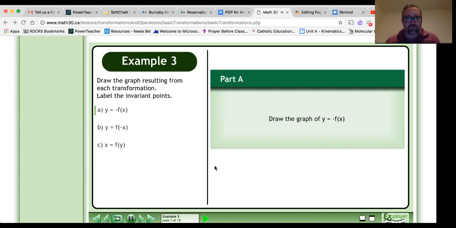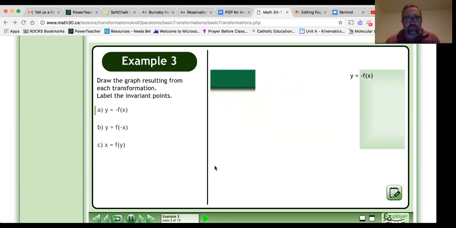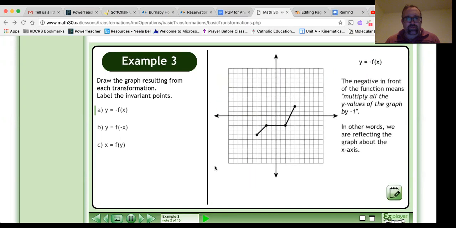In part A, we'll draw the graph of y equals negative f of x. The negative in front of the function means multiply all the y values of the graph by negative 1. In other words, we are reflecting the graph about the x-axis.